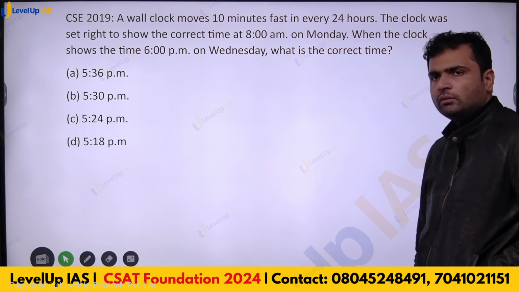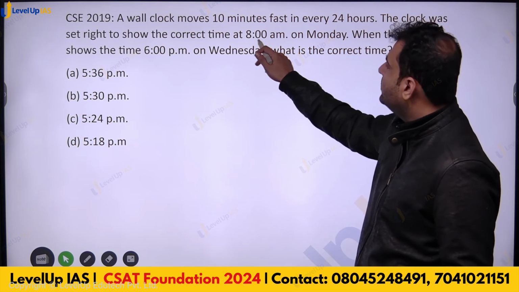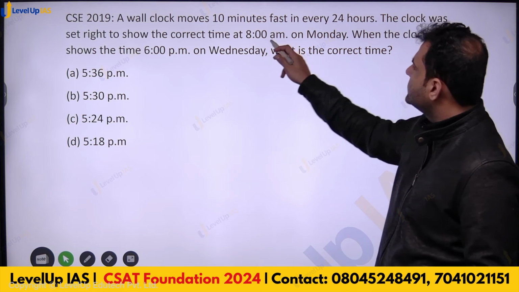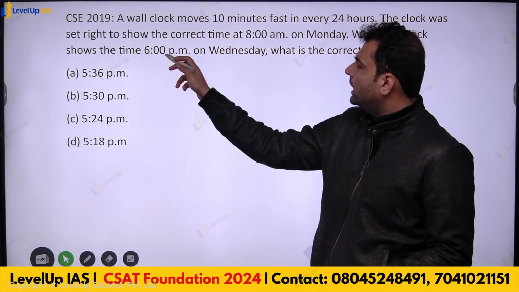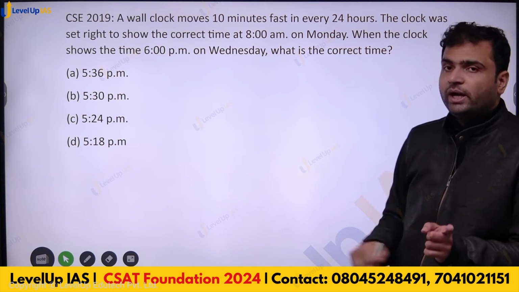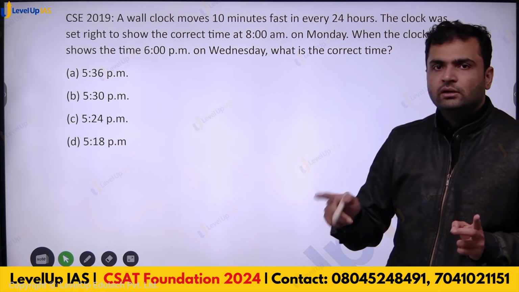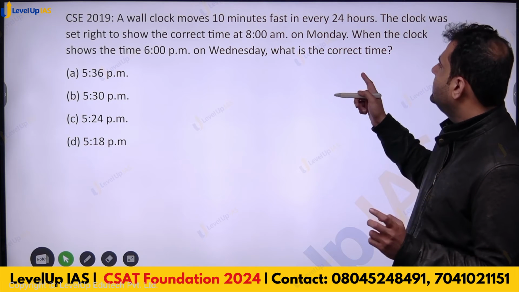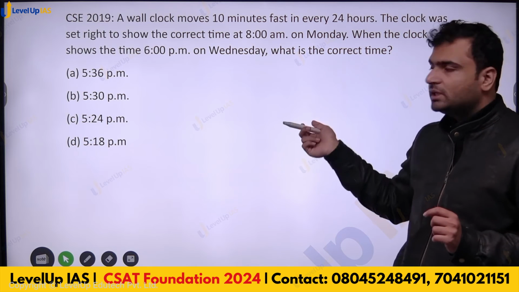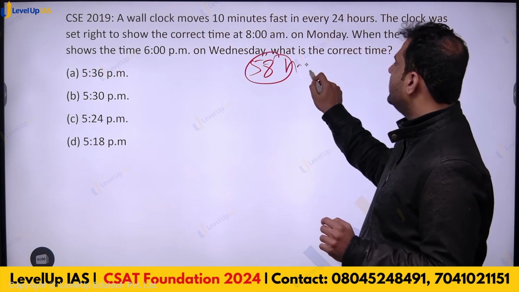Fine. So firstly, at 8 a.m. Monday, it is showing correct time. Now let us see how many hours have elapsed between these two. It is 8 a.m. here and 6 p.m. on Wednesday. So 8 a.m. Monday to 8 a.m. Tuesday, one entire day. Tuesday to Wednesday, 2 entire days, so 48 hours. And then from 8 to 4 plus 6, 10. Right, 48 plus 10, so it is 58 hours. So the clock has moved ahead by 58 hours.